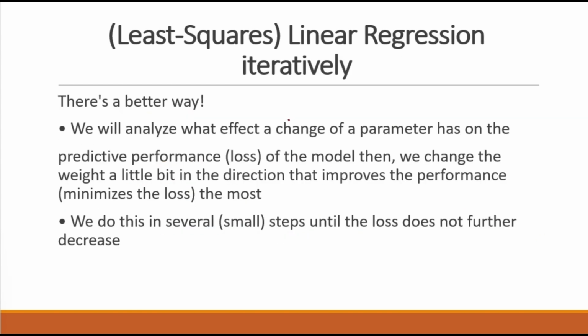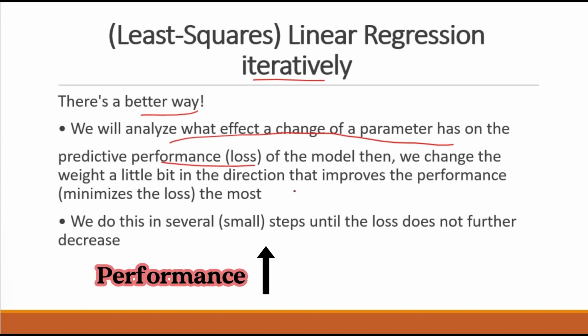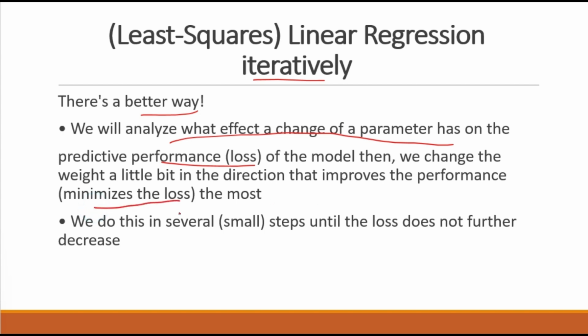Luckily, there is a better way for fitting a linear regression model iteratively. We can analyze what effect a change in a parameter has on the predictive performance of the model. We can take a look at the squared error loss and see how changing the weight and bias in a certain way affects these errors. And then we can make a small change. We change the weight and bias a little bit in the direction that improves the performance. So if we understand the relationship between weight and loss, we can change the weight such that the loss goes down, so we have a smaller error. And we can do this several times in small steps until the loss is not decreasing further. So one by one, we change the weight such that the loss decreases.